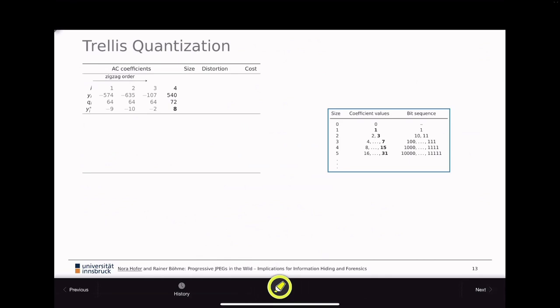Right, now let's look at an example of the whole trellis quantization. We have, again, an example sequence of AC coefficients, and we now want to optimize the coefficient at index 4. So we have an unquantized coefficient of 540, and we divide it by the quantization factor 72, and we round it to the nearest integer and end up with a coefficient value of 8. Now, again, we use our size tree here on the right to look at alternative coefficient values of shorter encoding lengths.